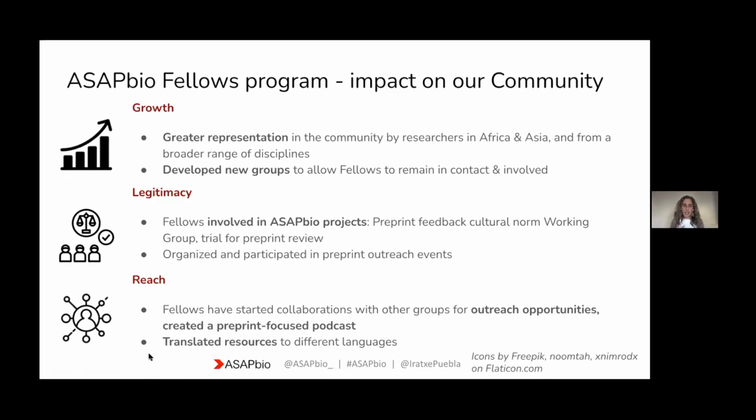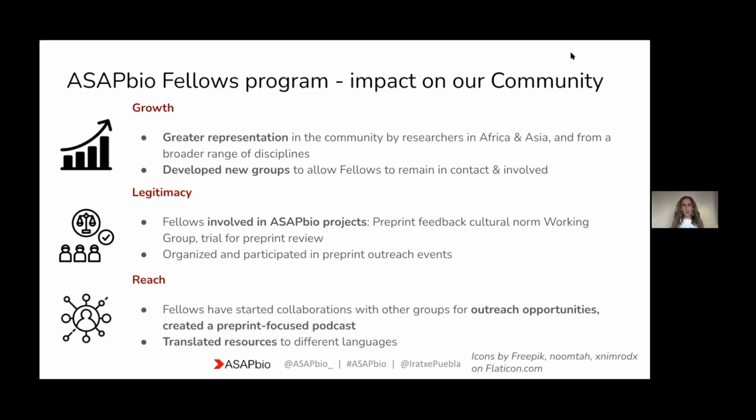Reflecting on the last couple of years and the impact on our community, as I mentioned, we were interested in ensuring that there was an element of growth and greater diversity in the community. And I think that this has been a great way of doing that, particularly in terms of geographical representation. I was happy to see interest from researchers in Africa and Asia. And we also attracted researchers from a broader range of disciplines versus those that were mostly represented before.